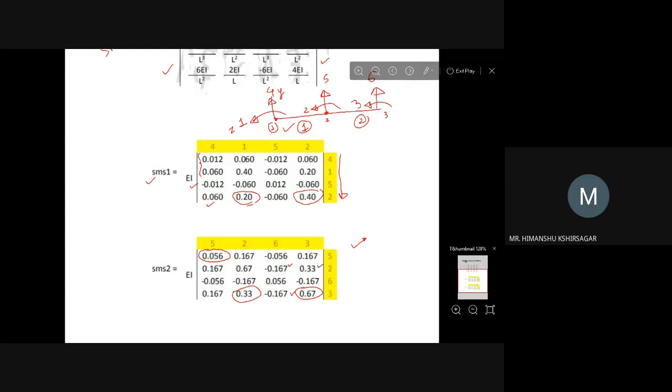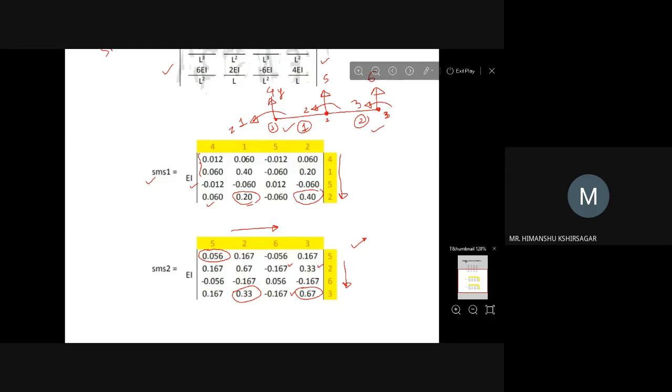What will be the numbering again? Again refer to the skeleton diagram. For member 2, what is the left node? 2, right node 3. So for the left node, first the Y coding: the Y direction coding is 5. So 5, 2, 6, 3 in the horizontal direction, and in the Y direction 5, 2, 6, 3. Okay, understood up to this?